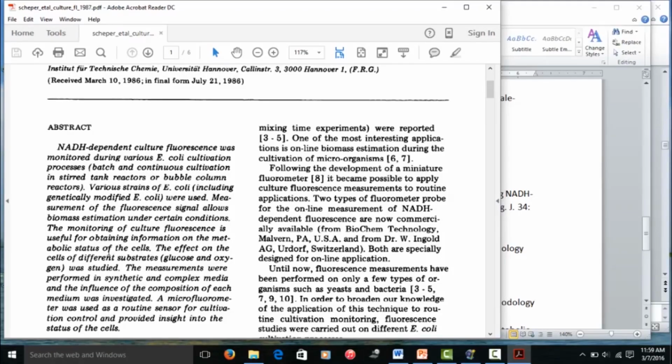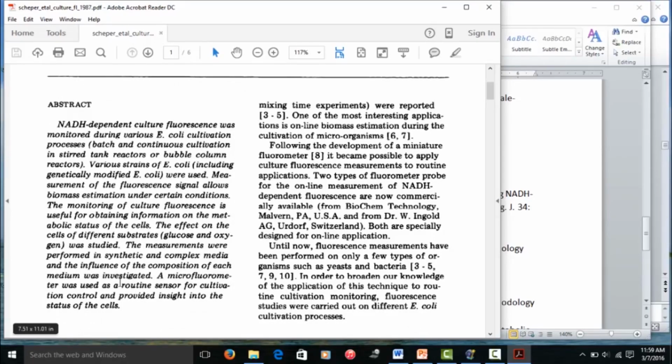The monitoring of culture fluorescence is useful for obtaining information on the metabolic status of cells. The effect on cells of different substrates, glucose and oxygen, was studied. The measurements were performed in synthetic and complex media, and the influence of the composition of each medium was investigated. A microfluorometer was used as a routine sensor for cultivation control and provided insight into the status of cells.